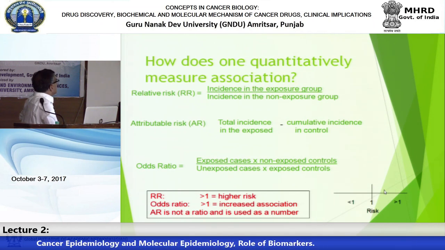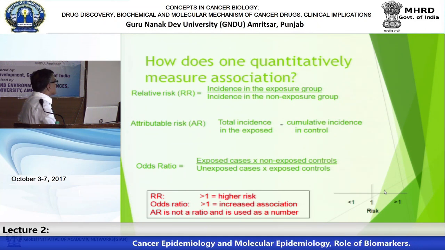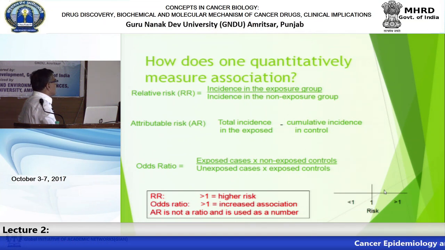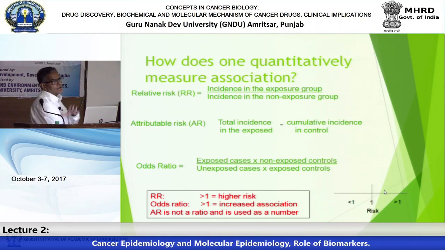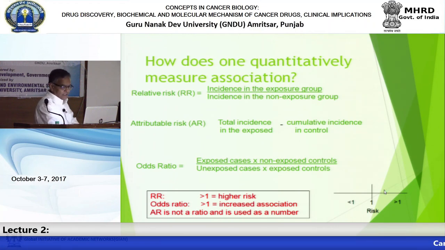Okay. Now, we won't go through the other calculations, but if you look at the odds ratio, the way you calculate, and this slide is in your brochure, so you can go through that. But this is how you calculate. It's a very simple calculation. Exposed cases and non-exposed controls versus unexposed cases and exposed controls. The ratio of that will give you an odds ratio. Odds ratio 1, and then you have greater than 1 or less than 1. And then you can really have the risk factor analyzed for this.